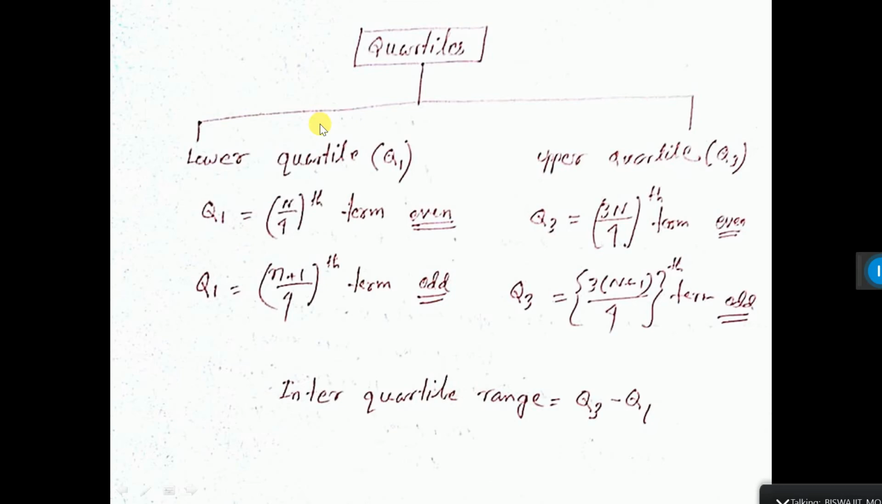And quartile formula. Lower quartile formula is the n by 4th term or the (n plus 1) by 4th term, depending upon even or odd. For even this formula, for odd this formula. Upper quartile, that is denoted by Q3: for even, the 3n by 4th term, and for odd, 3 into (n plus 1) by 4th term. And the interquartile range formula is Q3 minus Q1, that means upper quartile minus lower quartile.